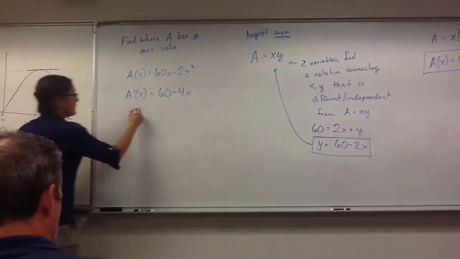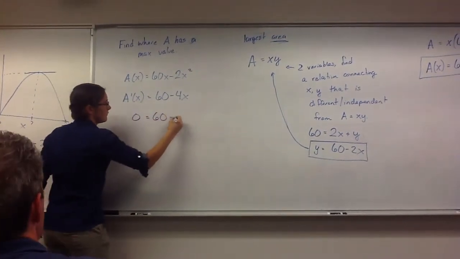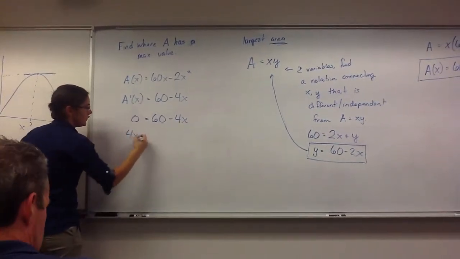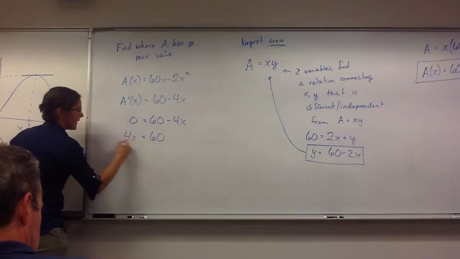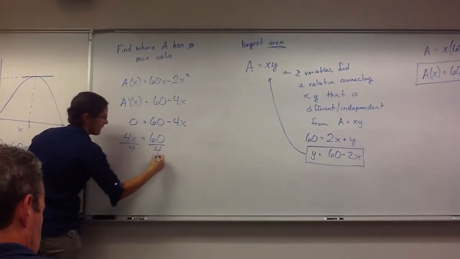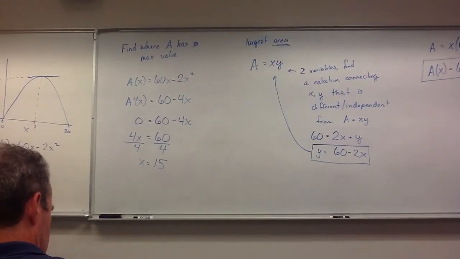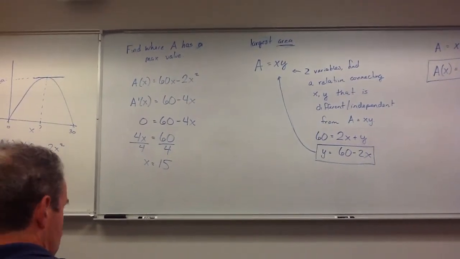So we'll set our derivative equal to 0 and solve for x. So we'll move the 4x over to the left side. We've got 4x equals 60. Divide by 4. And we get exactly what Will suggested. Halfway between 0 and 30 is 15.